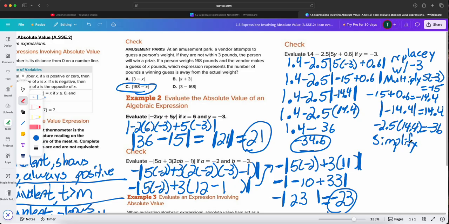Okay, so that is it for the 1.5 notes. The main thing you need to remember is the absolute value of any number is going to be the positive version of that number. So if it's 5, the absolute value of 5 is 5. If it was -5, the absolute value of -5 is +5.